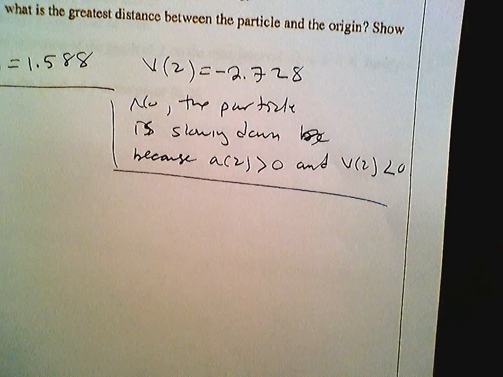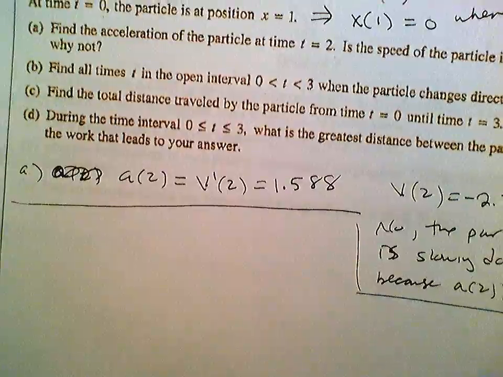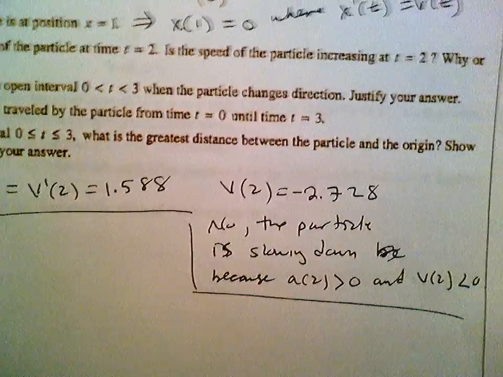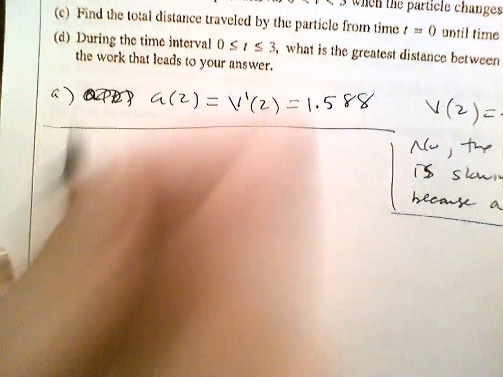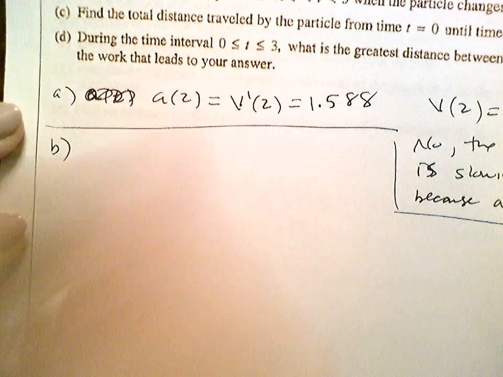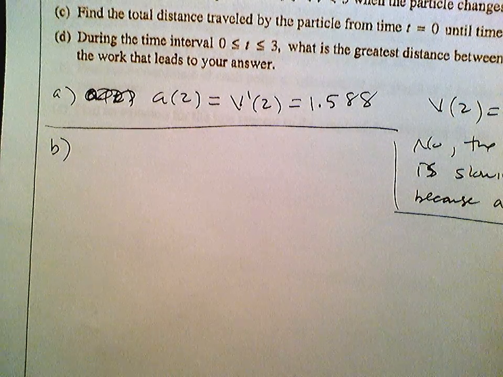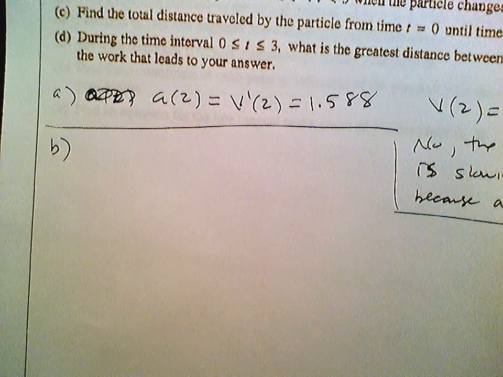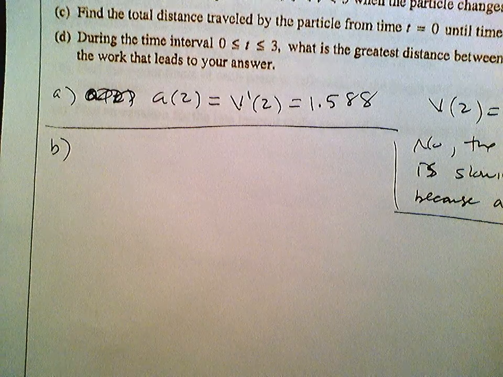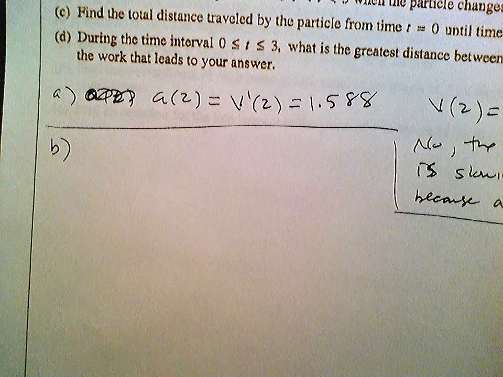Part B: find all times in the open interval 0 to 3 when the particle changes direction. Justify your answer. For B, you will need to know, and this is from the Susan's table physics version section of our packet, that a particle changes direction when its velocity changes sign. So we've got to do a sign test on velocity.